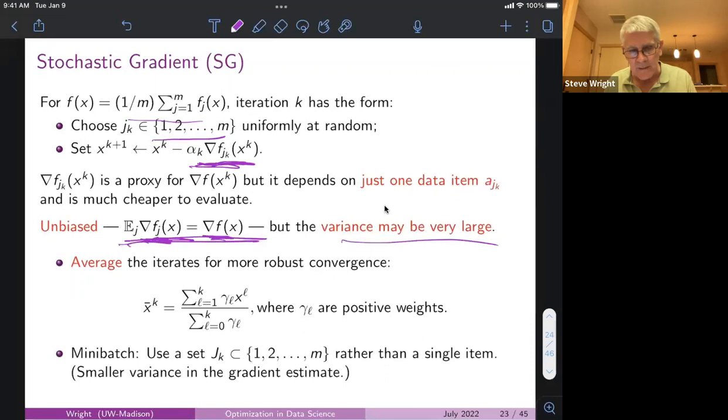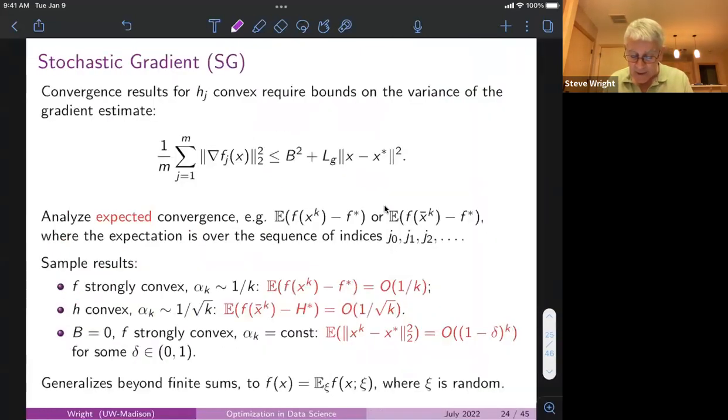And so it's going to need many, many more iterations to converge than just the straight gradient method. So sometimes we don't just look at the convergence of xk, we actually take an average or some sort of weighted average of all the iterates we've seen so far. And we sort of prove things about the convergence of that object. I've got a few results here for convergence of stochastic gradient.